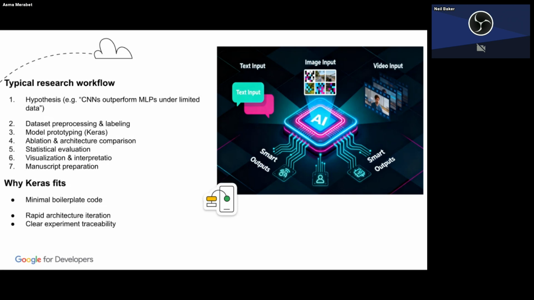Step 3 is model prototyping with Keras. Here we need to choose the model. We translate the hypothesis that we put at the first step into an actual architecture.